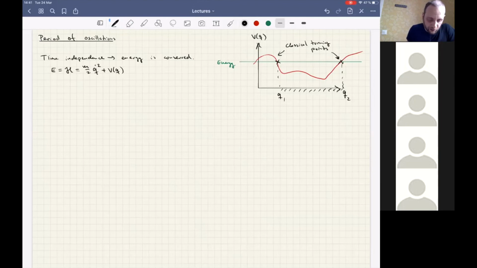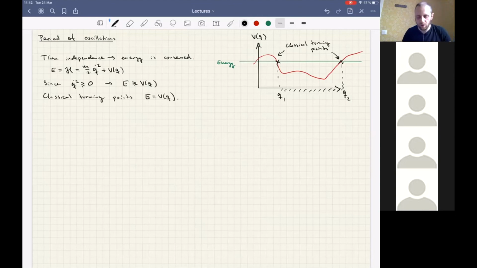And just to repeat the argument, since q dot squared is greater than or equal to 0, this means that E is going to be greater than or equal to V of q, which means that we are going to be trapped to move between the classical turning points. And the classical turning points are then given by E equal to V of q. So solving E equals V of q will give you the classical turning points.